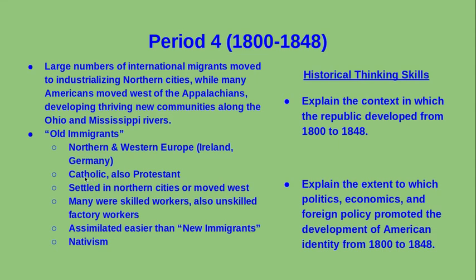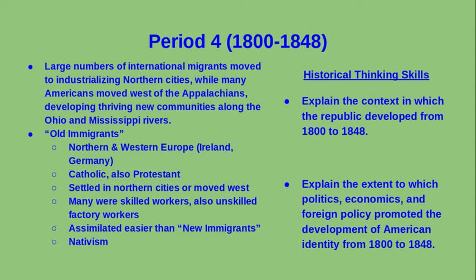The majority of these immigrants were Catholic, but they were also Protestants. And it was the Catholic immigrants especially who'd get the most nativism. They either moved to northern cities to work in factories or they moved out west. Many of them were skilled workers. They were also unskilled factory workers.